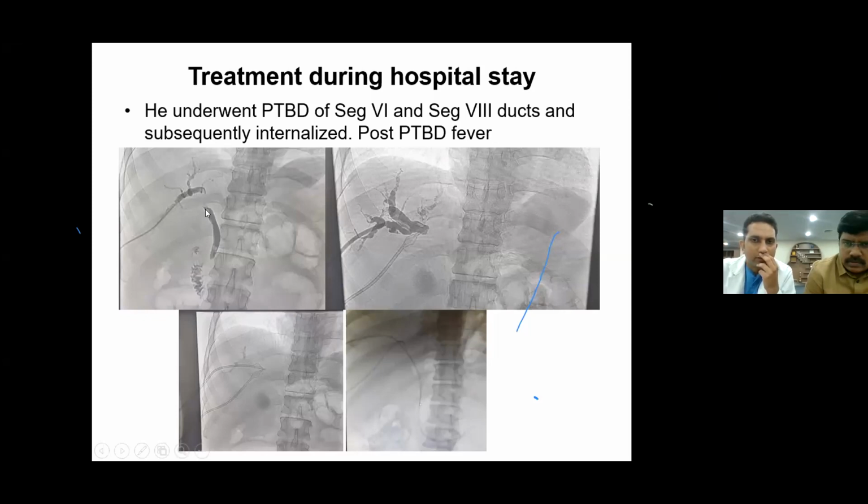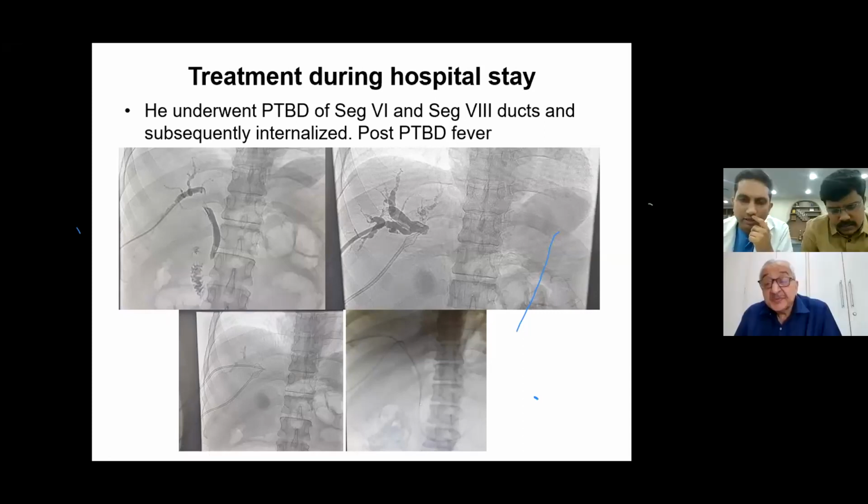In the next film, you can see the segment 8 duct, which is a cholangiogram of the segment 8 duct. In segment 6, they have already put in a PTBD catheter. In the below films, you can see both catheters, one in the segment 8 and segment 6, and in the final film, both have been internalized. So they were able to pass the mass. Yes, yes. They were able to go across the mass. Yes, they crossed the mass and they had internalized it.